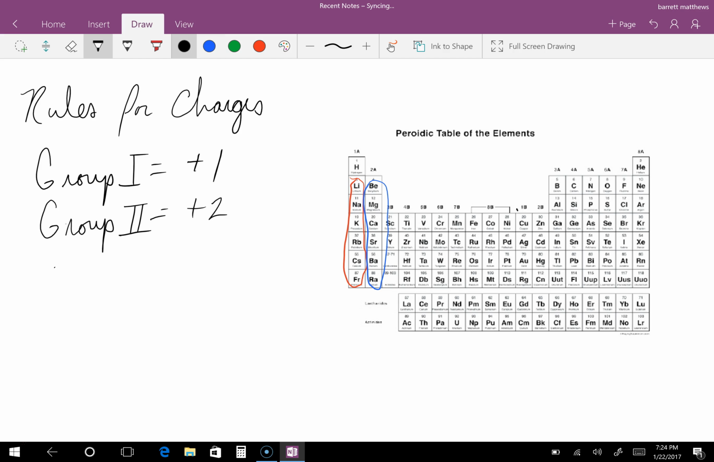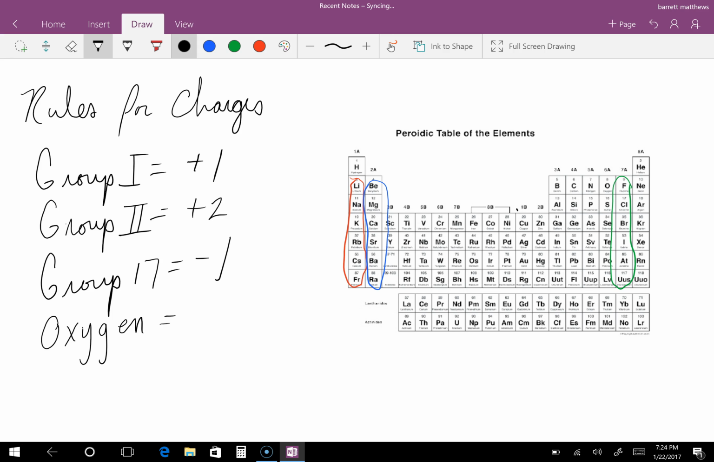Next, we will jump across the table to group 17 over on the nonmetal side. These will be -1 charge. And these are the halogens. Oxygen, which is also one of the nonmetals, is going to have a -2 charge. And then we'll go back over to hydrogen, which acts like a metal a lot and has a +1 charge.